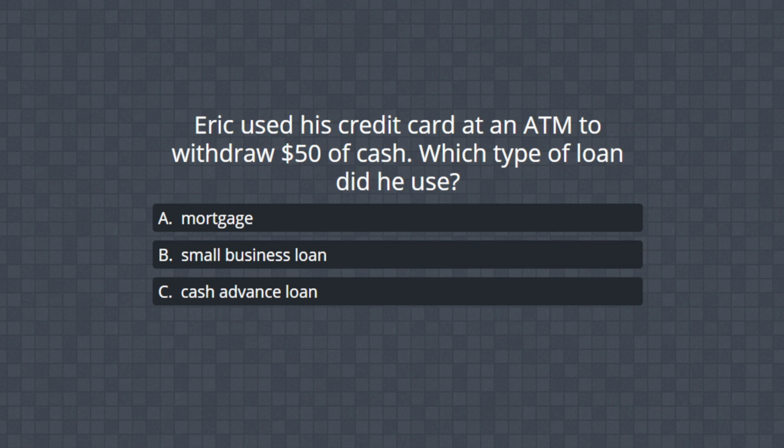Eric uses a credit card at an ATM to withdraw $50 of cash. Which type of loan did he use? He just takes his credit card to an ATM to withdraw $50 of cash. Usually he would use his debit card, but he brought his credit card. So this would be a cash advance loan, not a mortgage, because a mortgage is used for a house only, and not a small business loan, which is used for small business only. So cash advance loan it is.